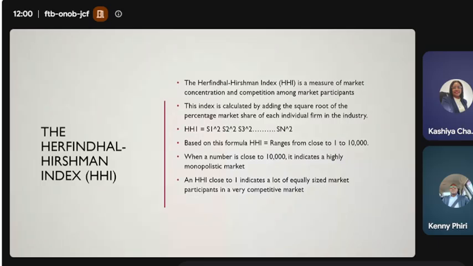So this number is now very close to 10,000. It depends on the numbers and the number of participating firms in your calculation. When we're leaning closer to the 1, it means there is a bit of moderate competition, because the different market players all have some share, which is not so different from the other ones participating. But when it's very close to 10,000, what it's basically telling you is that it's a monopolistic market, because only 1 or 2 firms have the largest share of that market.